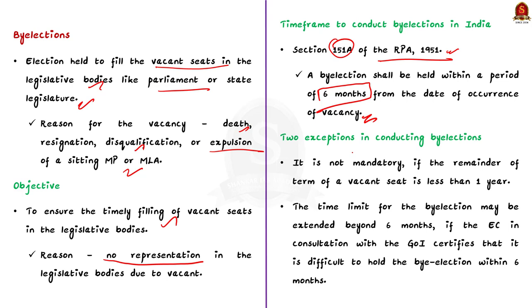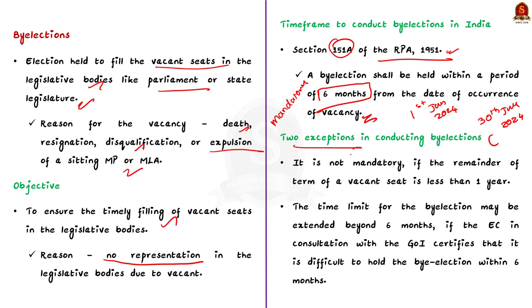For example, if a vacancy occurs or arises on January 1st, 2024, a by-election should be conducted by June 30, 2024. As the section contains the word "shall," it is mandatory for the Election Commission to conduct the by-election within 6 months of time. However, there are two exceptions in conducting by-elections.